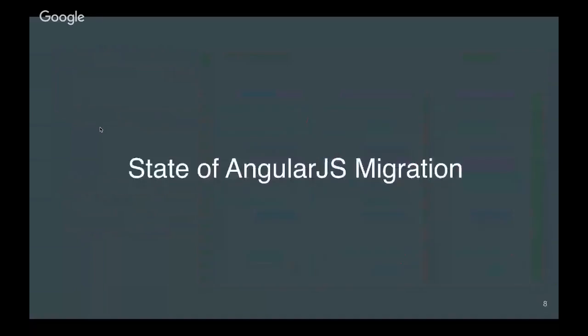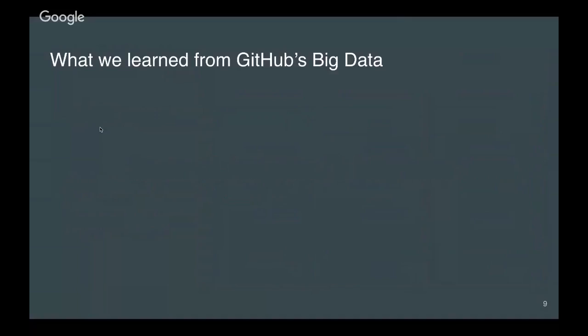So I would talk about how these are relevant for the migration, but let's step back and take a brief look at the overall state of AngularJS migration. Because we had access to 8,800 repos, we could run some interesting queries against them.